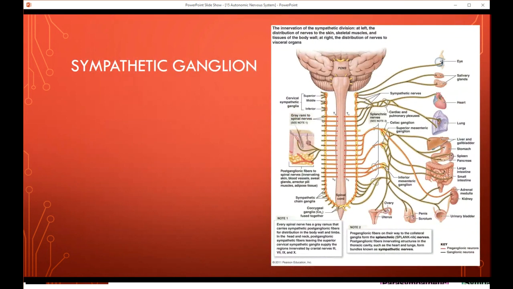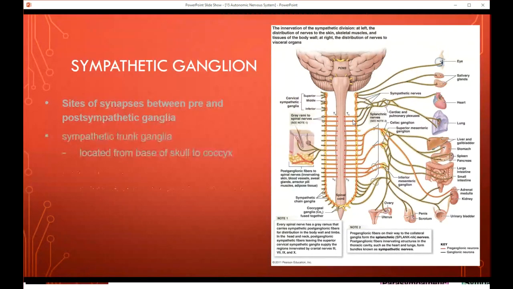Let's talk about the sympathetic ganglion. Right here, they're innervating our eyes, our salivary glands, our hearts, and our lungs. We're going to see it at our liver, gallbladder, stomach, spleen, pancreas, the large intestine, small intestines, kidneys, urinary bladder, penis and scrotum, or the ovaries. These are ganglionic neurons. They're going to be in the greenish color, and then the red color is going to be our pre-ganglionic neurons right there.